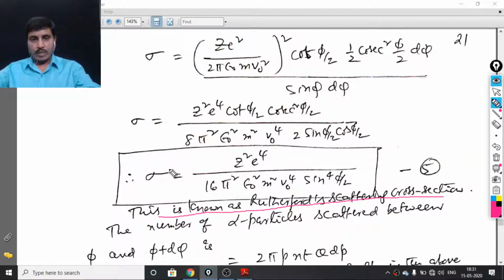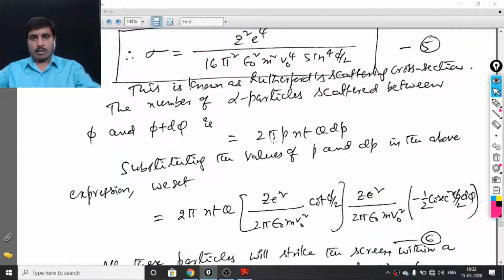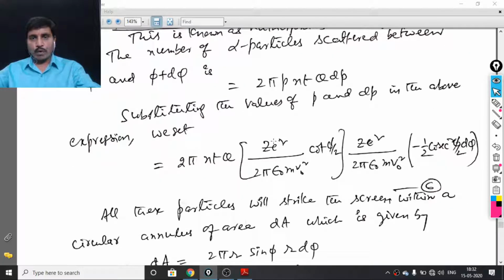So again the equation is sigma is equal to z square e power 4 by 16 pi square epsilon 0 square m square v0 power 4 into sin power 4 phi by 2. Now the number of alpha particles scattered between angles phi and phi plus d phi is 2 pi p ntq dp.